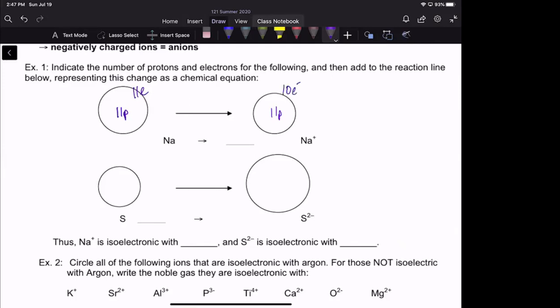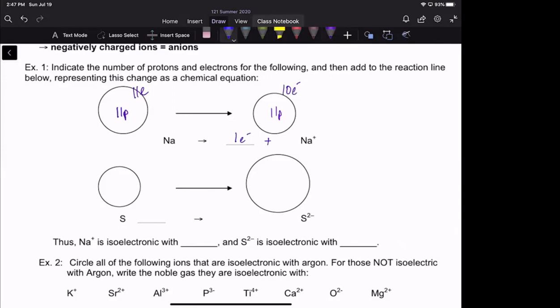So I'm going to write that below as if it's a chemical equation. Sodium going to a sodium plus, well, that must have had one electron that got released. The reactants are sodium, and the products are sodium plus ion with one electron that got released. Let's take a look at sulfur.